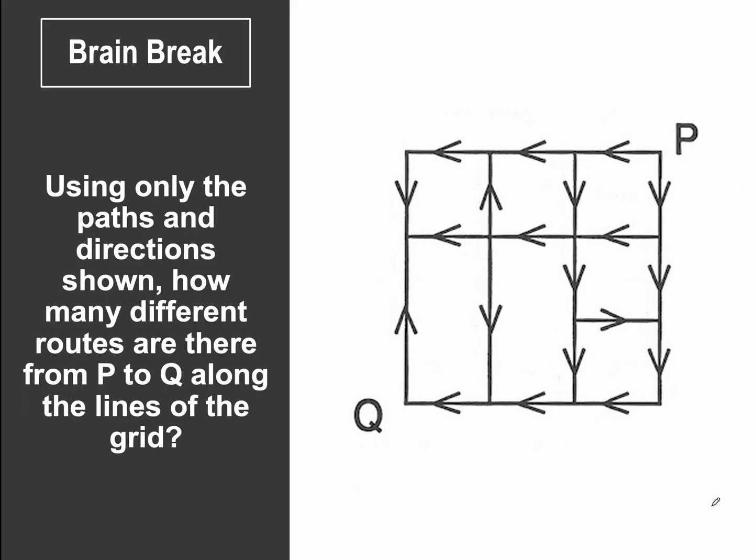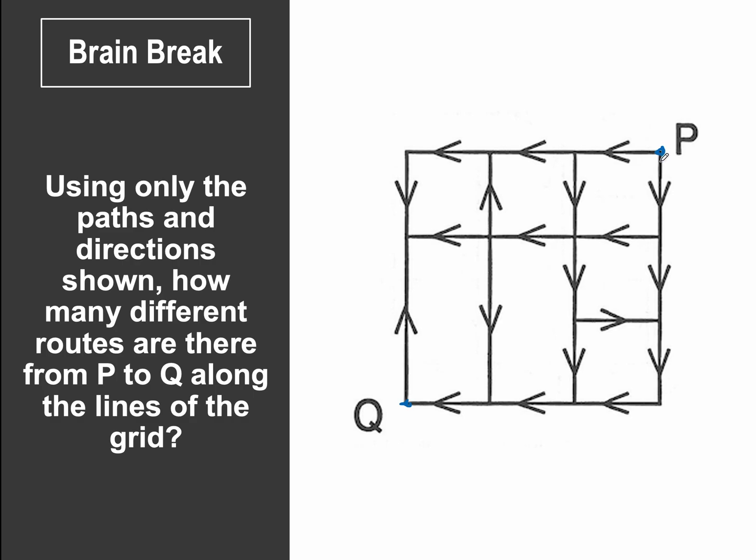Oh, I've got a brain break here. It's a mathematical brain break. Using only the paths and directions shown, how many routes are there from point P to point Q? Now the arrows on here kind of give you the direction. So you can go this way and this way and this way and this way and this way to get to Q. You can also go down, down, down and go this way, but you can't go backwards.